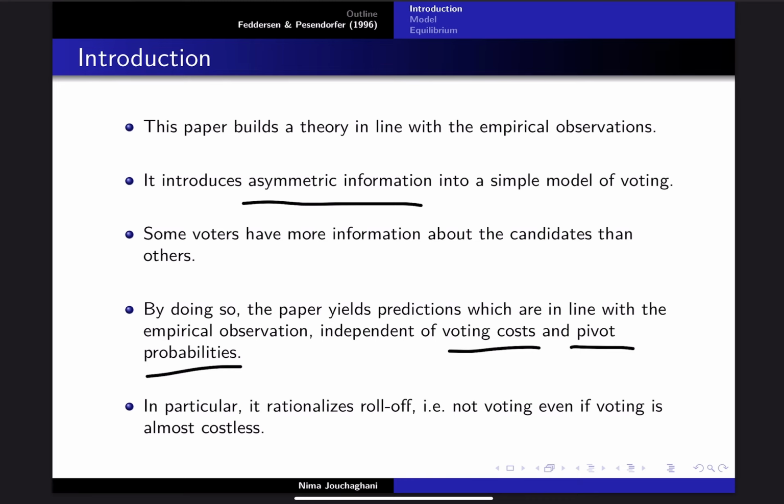And here, this paper is still able to solve the empirical puzzles, even when there are no voting costs in the model and pivot probabilities are very small. A consequence of this is that it rationalizes roll-off, so not voting even if voting is almost costless. As I said before, roll-off refers to a situation where you do not vote, even though voting is almost costless, because you already went to the voting poll.